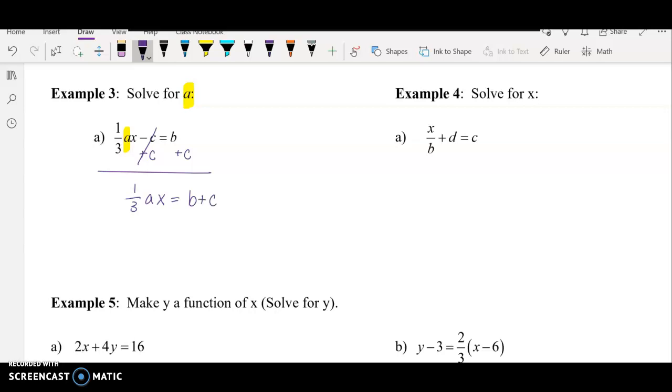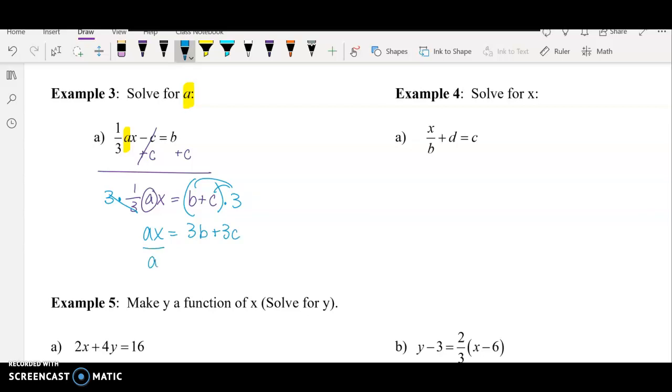Now looking at this, again, my goal is to get a by itself. So I'm going to get rid of that 1/3. I'm going to multiply both sides by 3. As I do that, on the left-hand side, the 3 and the 1/3 undo each other. So I'm just left with ax. On the right-hand side, when I multiply by 3, I have to multiply everything by 3. So it's 3b and 3c.